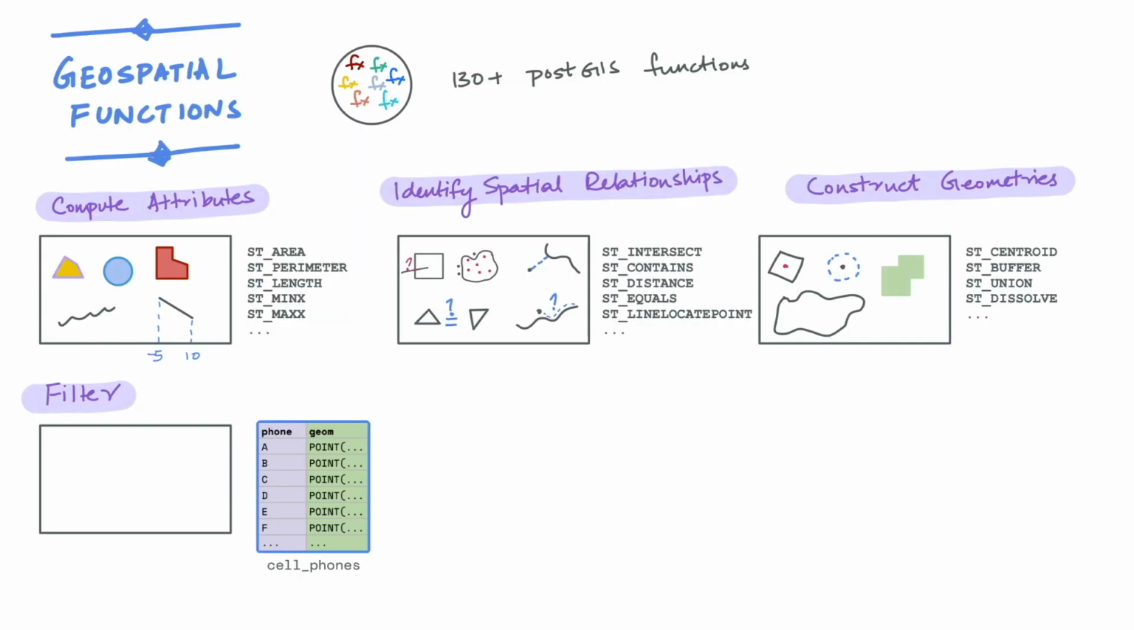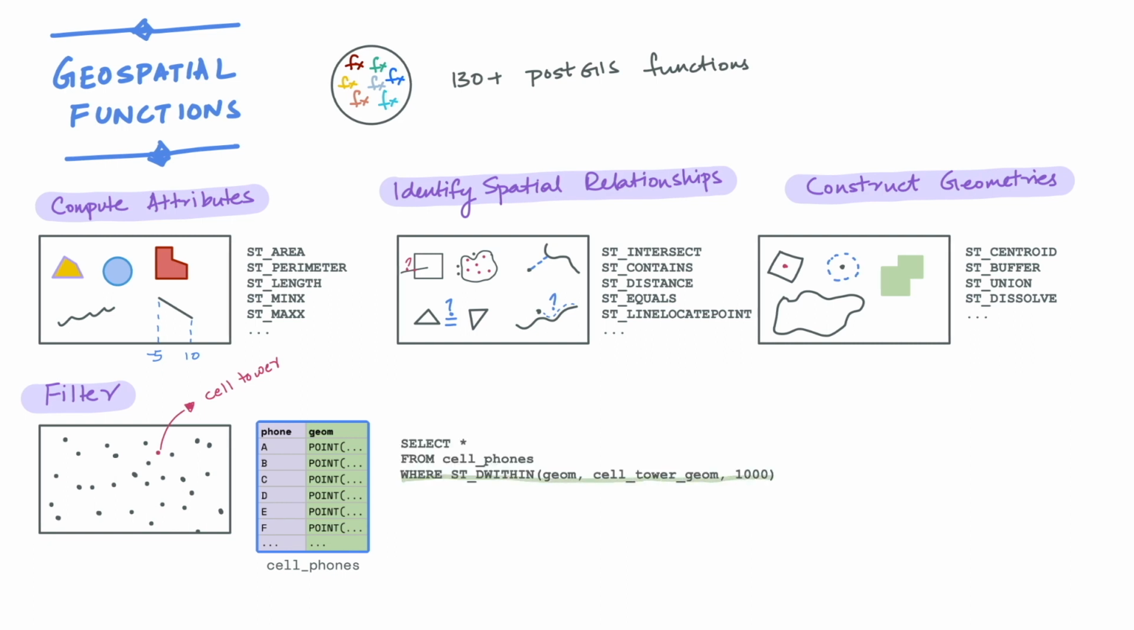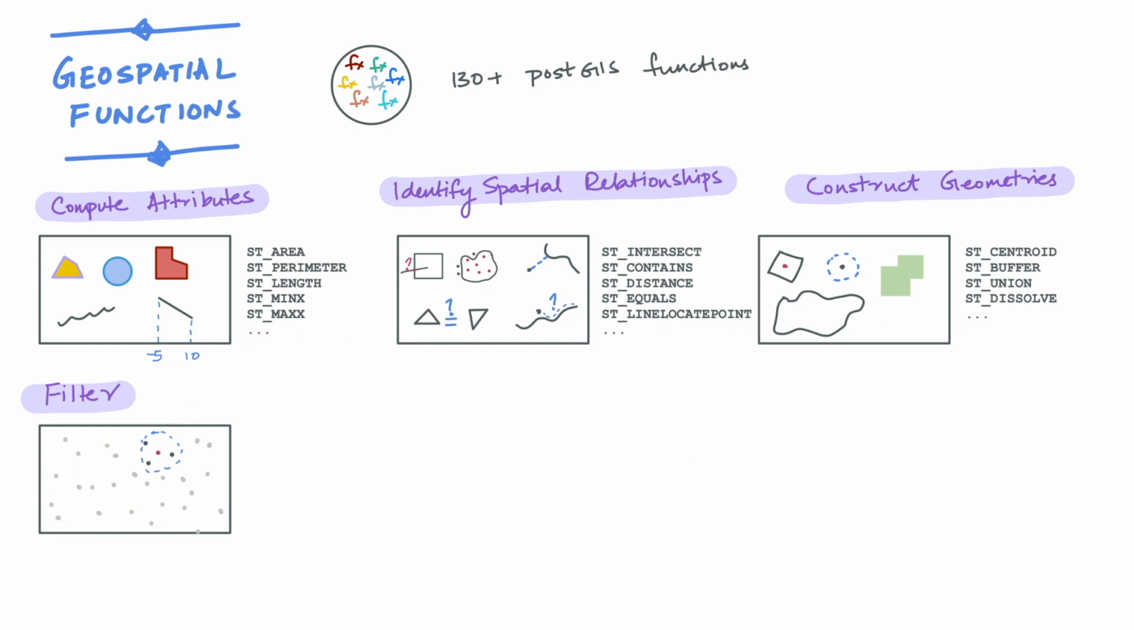Now let's look at a case that uses a spatial relationship. Let's say we have a database with cell phone locations and we want to identify all the phones that are, say, 1000 meters from a particular cell tower. We can do that using the st_dwithin function, where d stands for distance, to filter all the cell phones that are within 1000 meters from the tower.